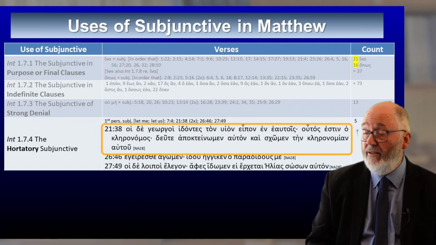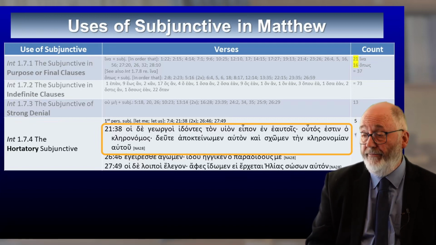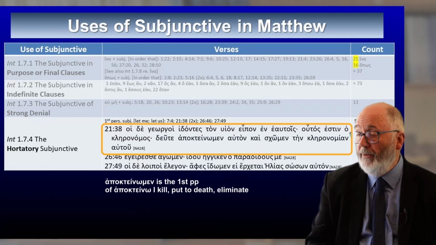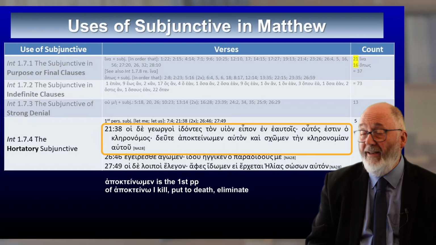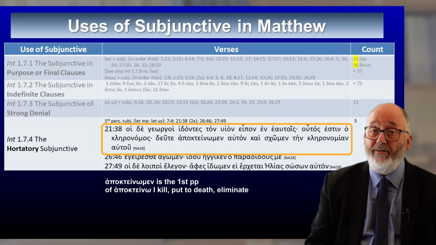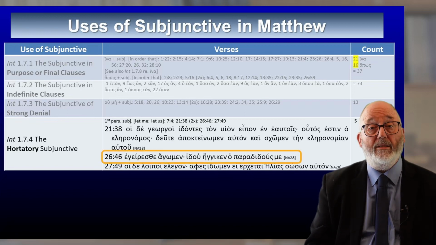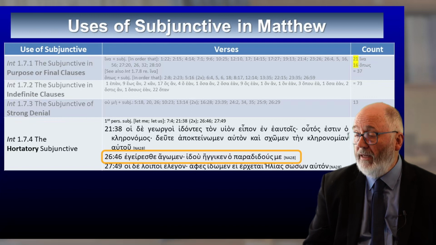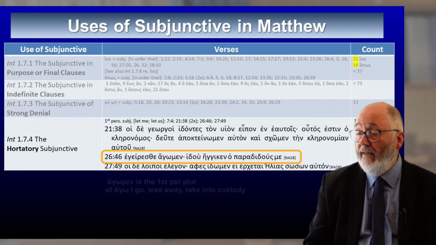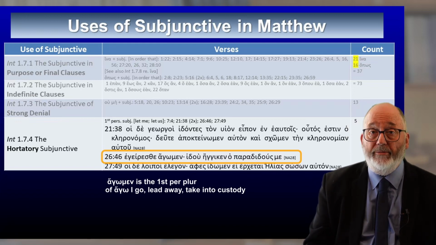And when the tenants saw the son, they said among themselves, this is the heir. Come, apokteinomen auton, come, let us kill him and divide his inheritance. Apokteinomen, a first-person subjunctive, let us. Matthew 26:46, Jesus says to his disciples, egeirethe agomen, get up, let us go. Again, let us, urging them to do something.